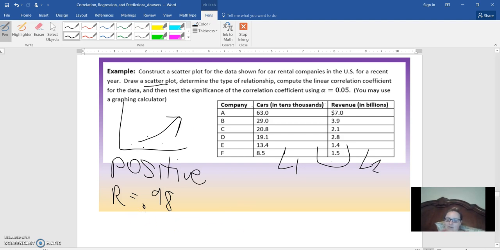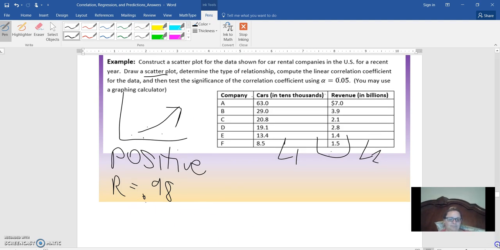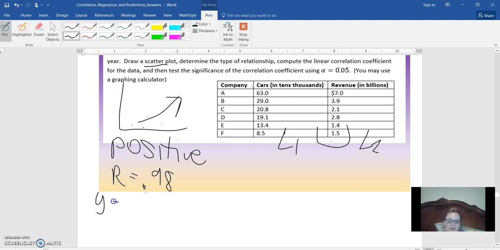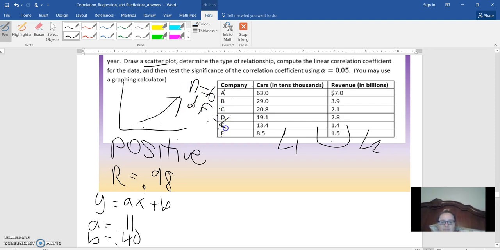I'm going to go ahead and write down, we got y equals ax plus b. I got a equals 0.11, b equals 0.40. I'm just going to write that down in case I need it later. So we're going to test with alpha 0.05. All right, there are 1, 2, 3, 4, 5, 6. n is 6. That means the degrees of freedom is 4. And I'm doing 0.05.